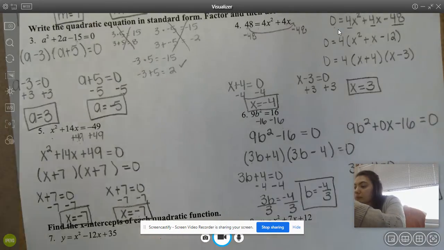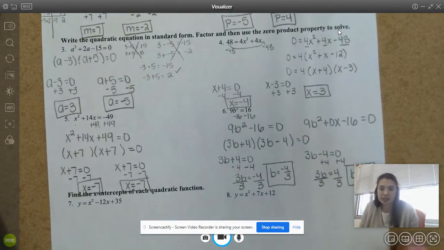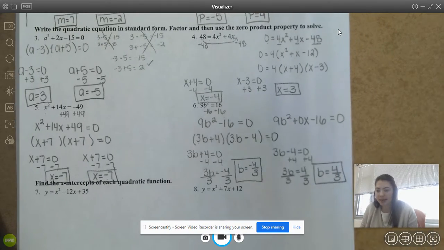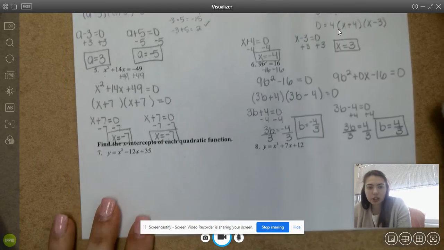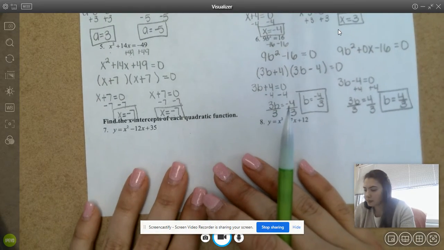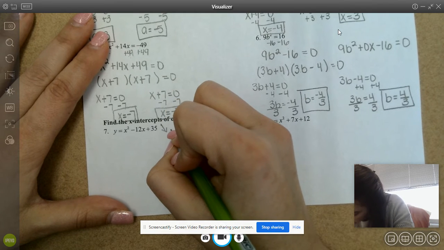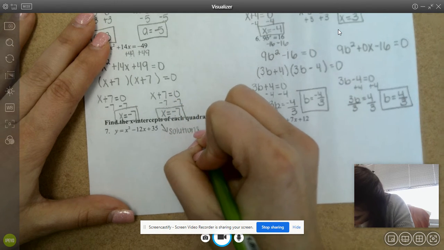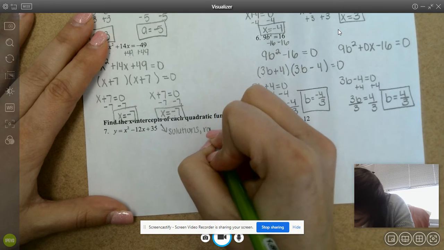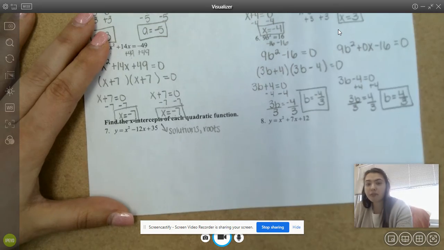So sometimes we will still see these differences of 2 perfect squares in some of our problems. Now, let's finish off these notes for today talking about x-intercepts. Let's remind ourselves, our x-intercepts are the same as our solutions. They're the same as our roots. And really we're just solving for x.